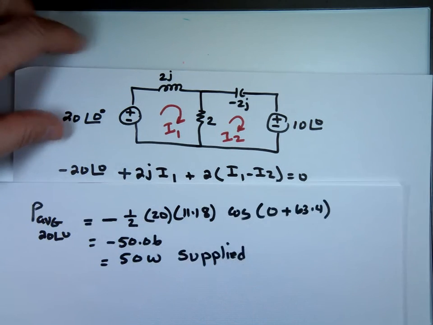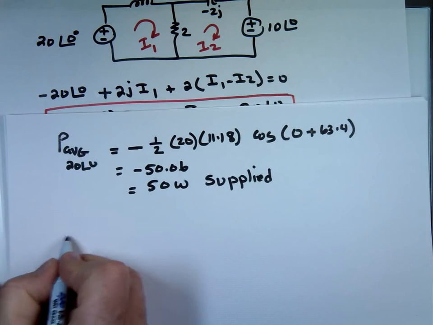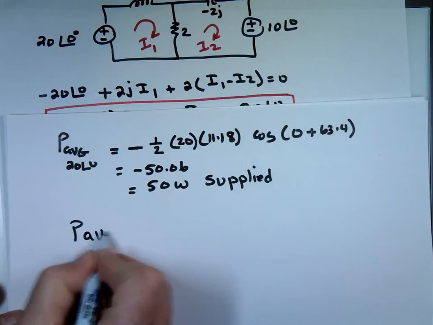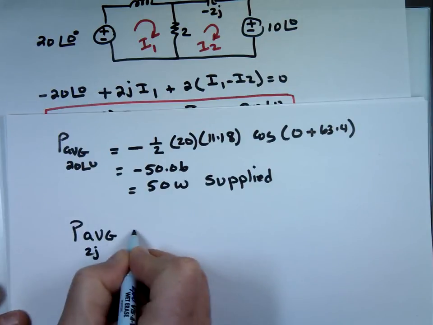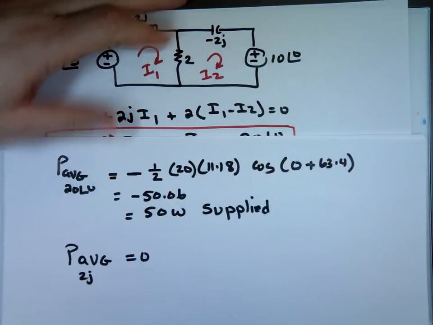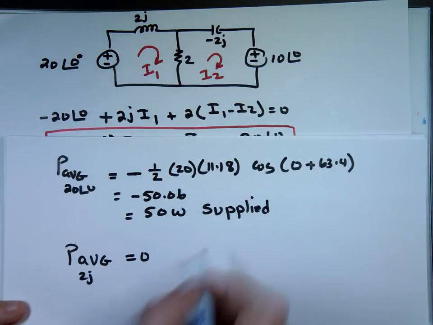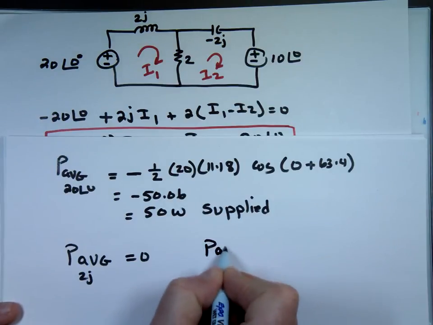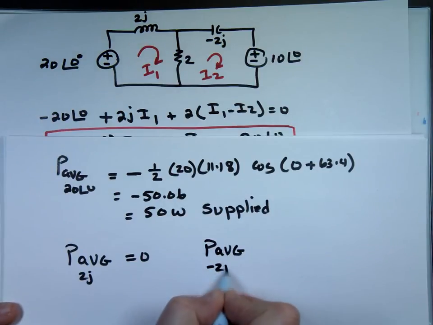Average power by the 2j: I don't have to do any math. That's a 0. Capacitors and inductors don't absorb or supply anything. The average power, while I'm at it, by -2j is also 0. Now the top.